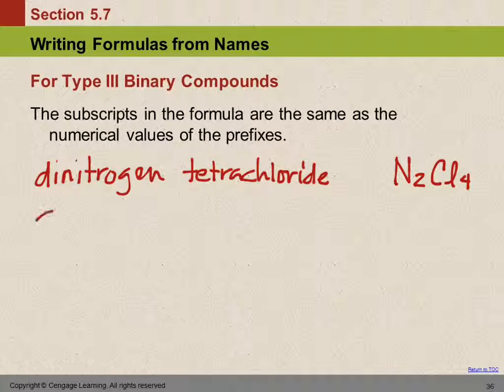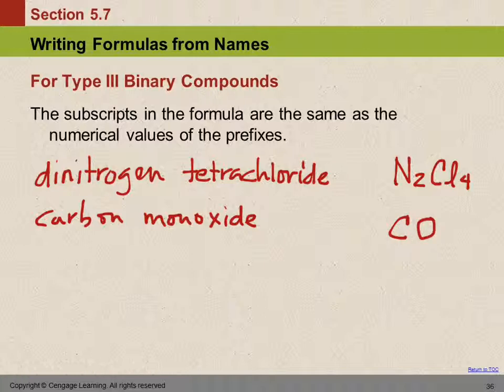Let's do carbon monoxide. Well, what two elements is that? Carbon and oxygen. There's no prefix on the first one. We don't use the prefix mono on the first element. We do use it on the second element much of the time. So carbon, just carbon by itself means there's one carbon. Monoxide, mono means one, so that's one oxygen. And so the formula is CO.